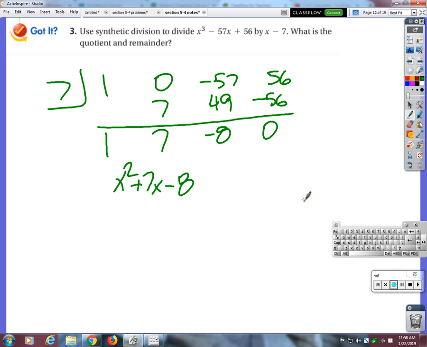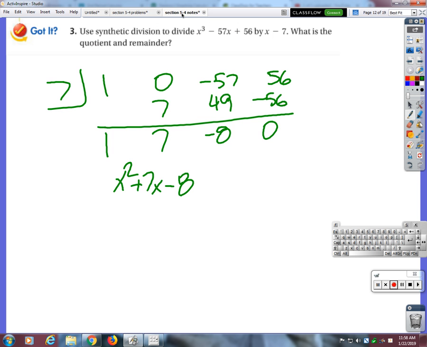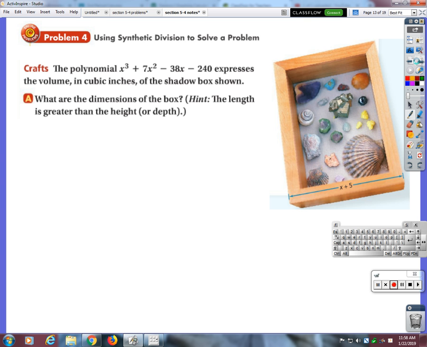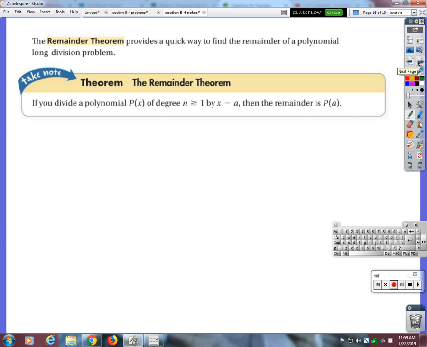I don't know if you noticed this, but every time we did long division, if I start with an x cubed, then it's going to drop down 1 and be an x squared, okay? Okay, so that's synthetic division. Like I said, you can do it the old way if you want to, but I would encourage you to try to do this way instead.